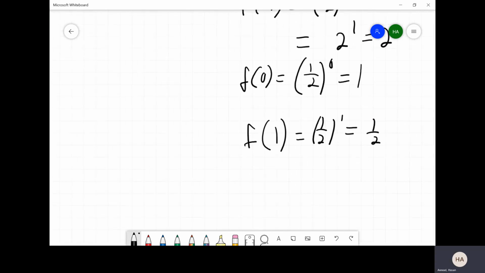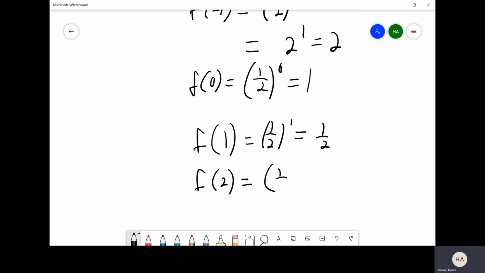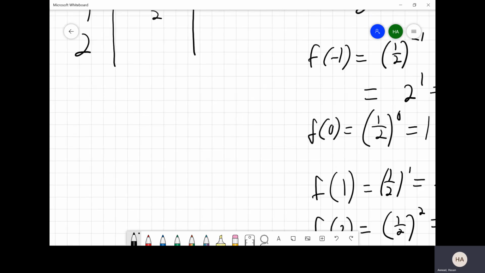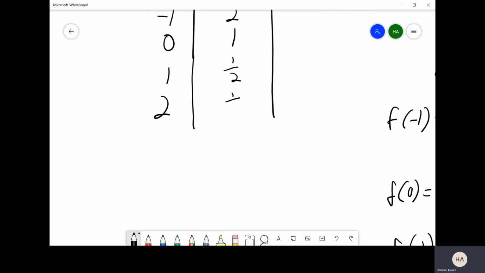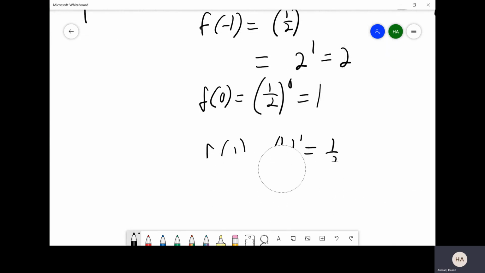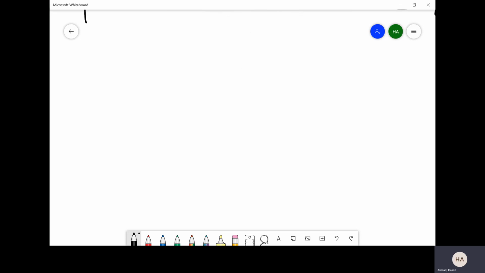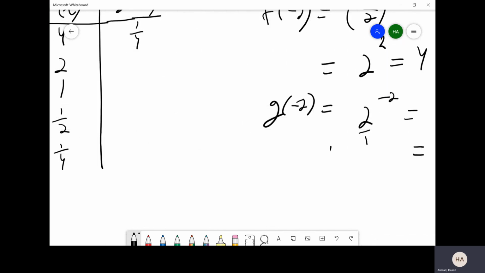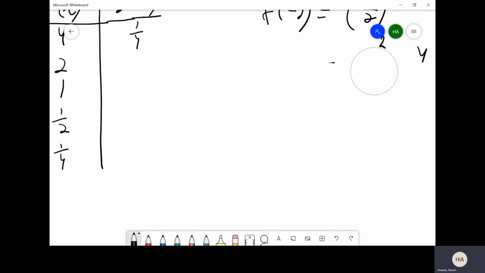And last but not least, we have f of 2. And f of 2 means we have 1/2 squared, and we already talked about what we do with this. We square the top and bottom, so we get 1/4, right? So we end up with 1/4. Okay, I'm going to go ahead and erase some of my work just so I can keep everything pretty neat and close to my chart here.